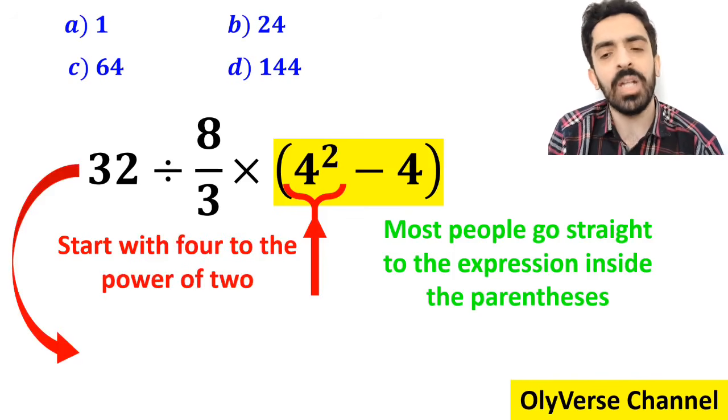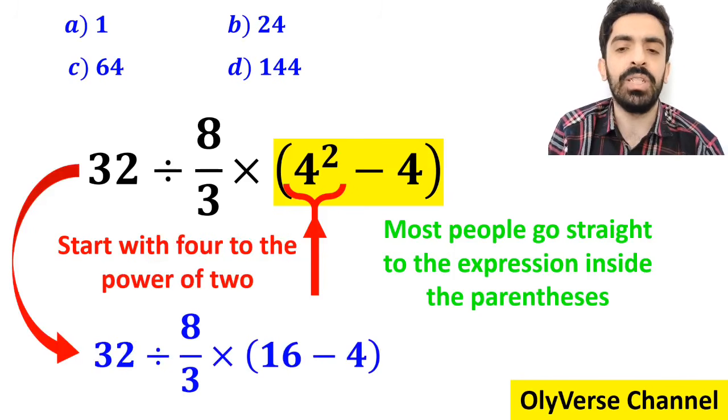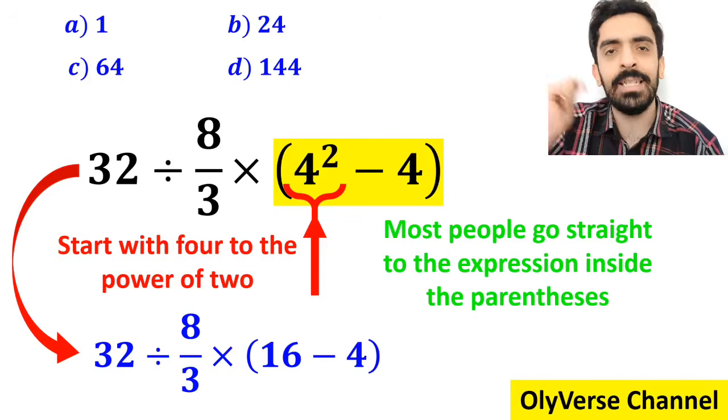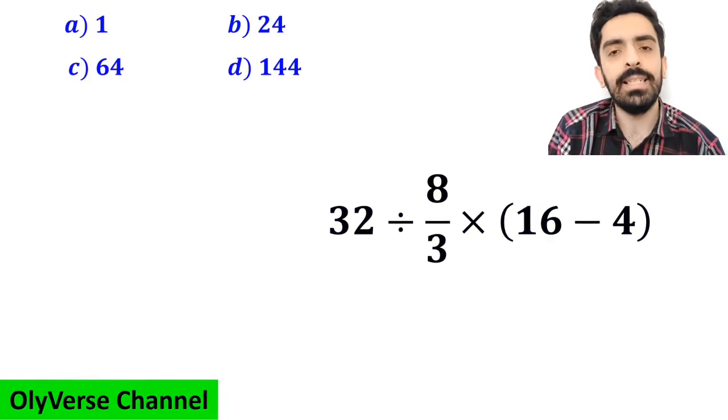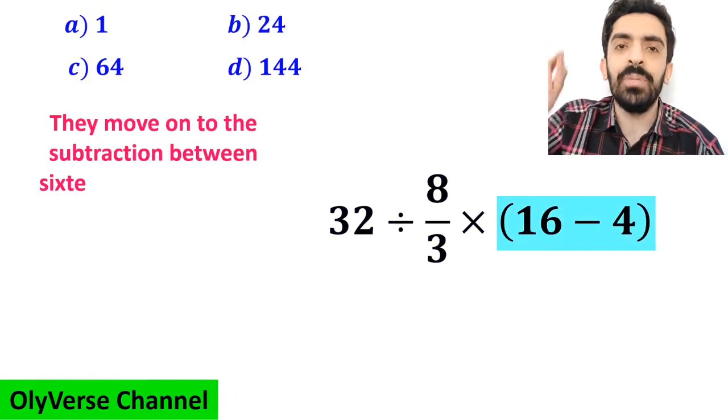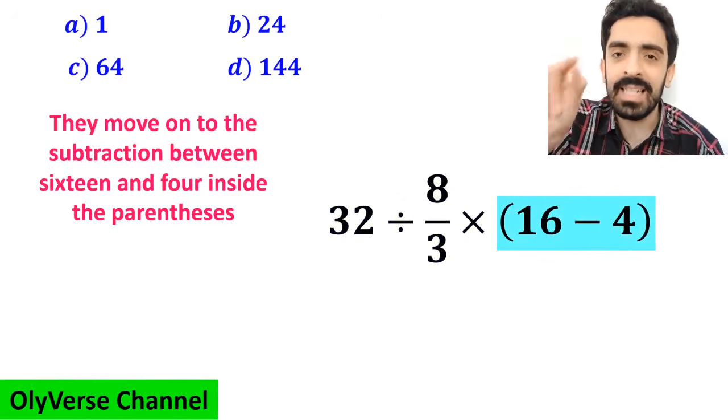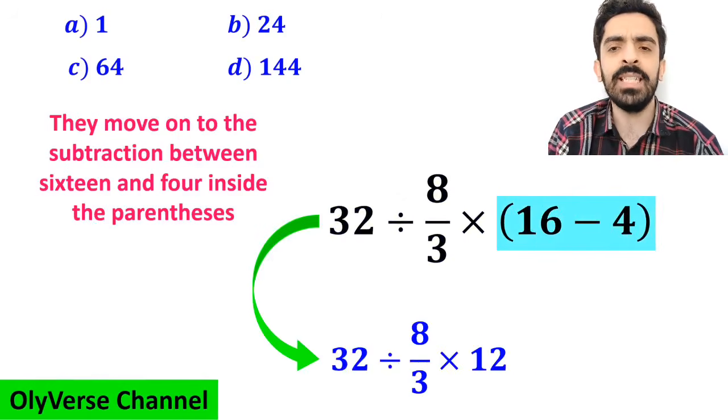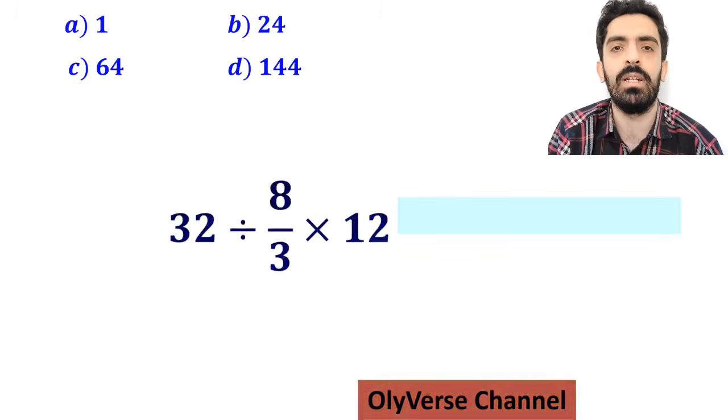So, instead of the original expression, they write 32 divided by 8 over 3 multiplied by 16 minus 4 inside the parentheses. And the next step, they move on to the subtraction between 16 and 4 inside the parentheses and simplify this expression to 32 divided by 8 over 3 multiplied by 12.